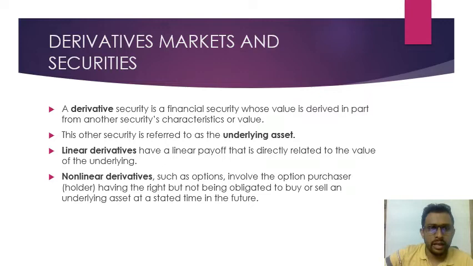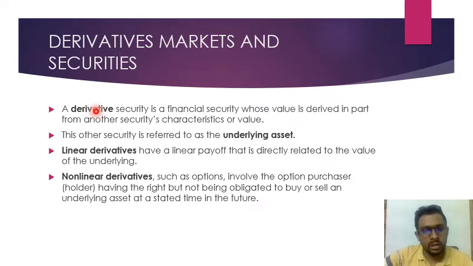Derivative markets and securities. A derivative security is a financial security whose value is derived from another security and its characteristics of value. So there is an underlying security, maybe currency. Let's take the example of a currency. So the underlying security is a currency and the derivative may be a currency forward. Since the changes in currency will affect the value of the forward contract also, this is known as a derivative on currency. So it is commonly known as currency forward contracts.